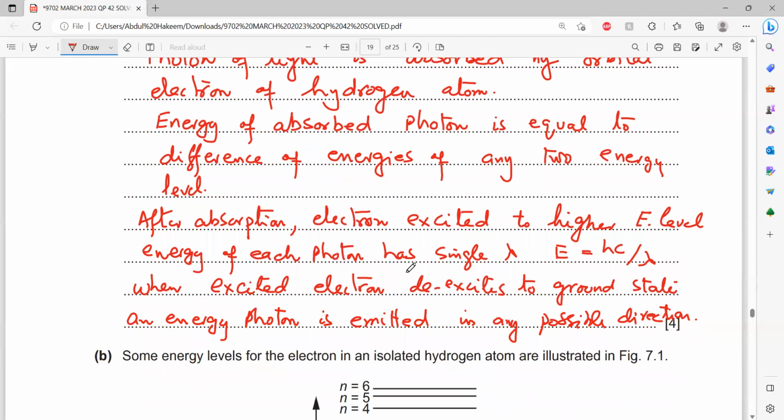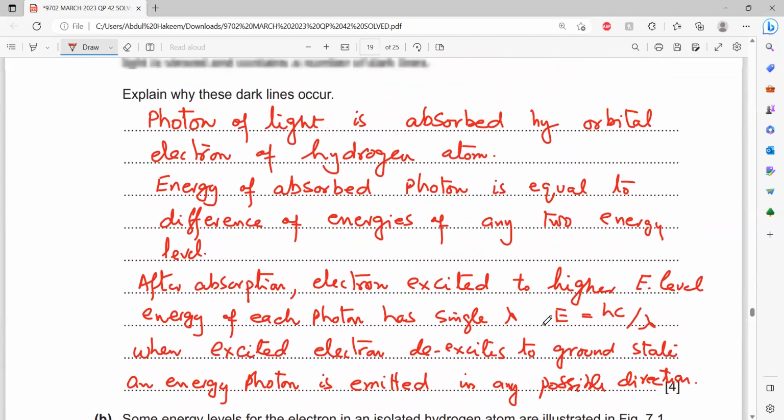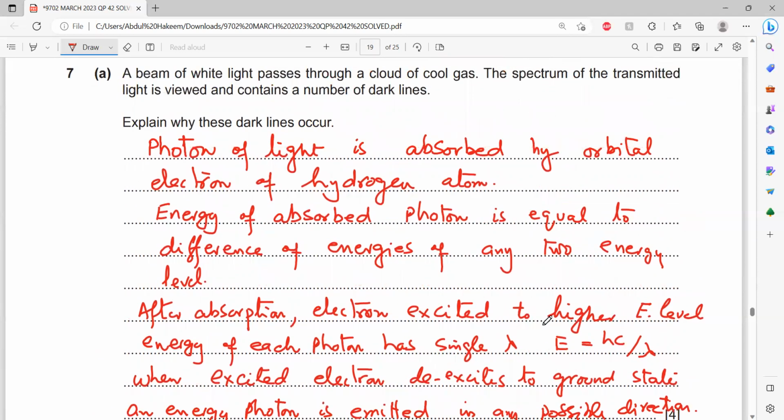And then after the absorption, the electron will excite to a higher energy level, and the energy of each photon has a single wavelength, which can be calculated by using E is equal to hc over lambda. When the excited electron de-excites to its ground state, the whole of the energy is emitted in a number of photons in any possible direction, which leads to the dark lines.